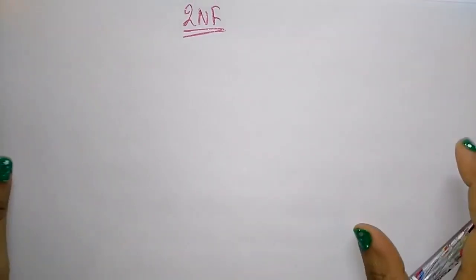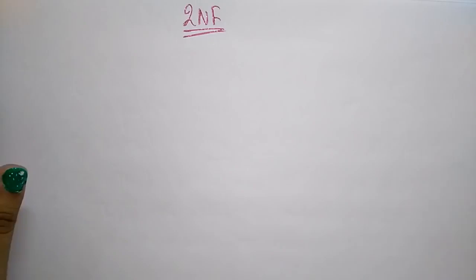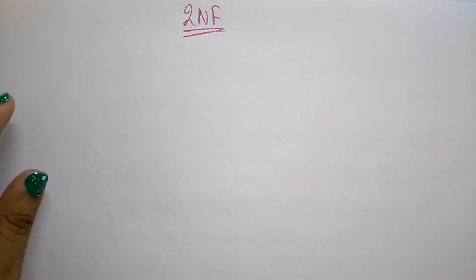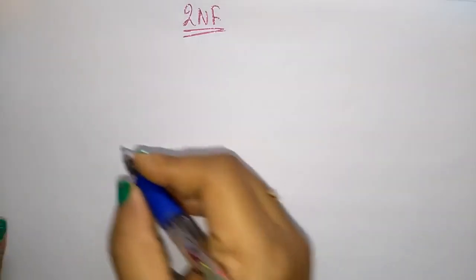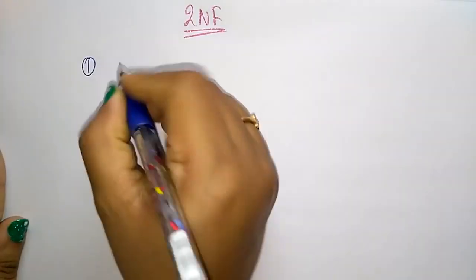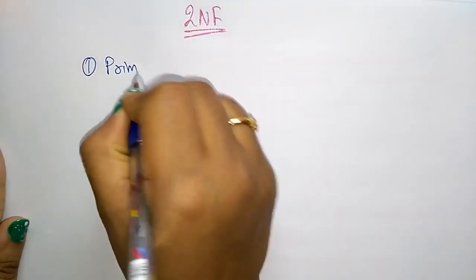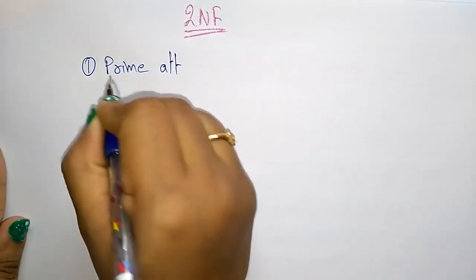Hi students, in the previous video I explained about the first normal form. Now let us see the second normal form. Before going to know about the second normal form, let us see two concepts: what is a prime attribute and what is a non-prime attribute.